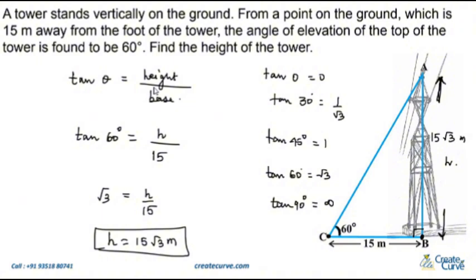So it is an electric pole or an electric tower, and the height of this electric tower is 15 root 3. Okay. So I hope you understand what the basic application of trigonometric functions like tan, sine, or cos is. This was an example of using tan theta to find out the height of a tower.